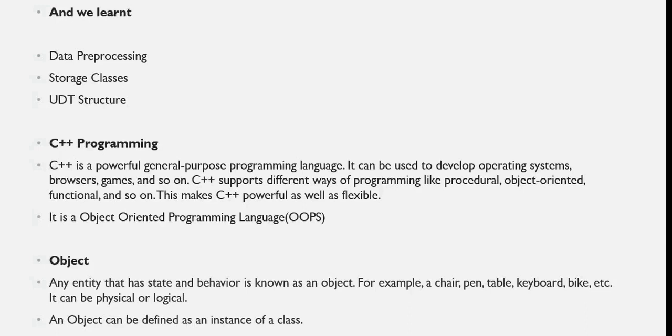As mentioned earlier, it is an object-oriented programming language. What is an object? Any entity that has state and behavior is known as an object. For example, a chair, pen, table, keyboard, bike, etc. It can be physical or logical. An object can be defined as an instance of a class.